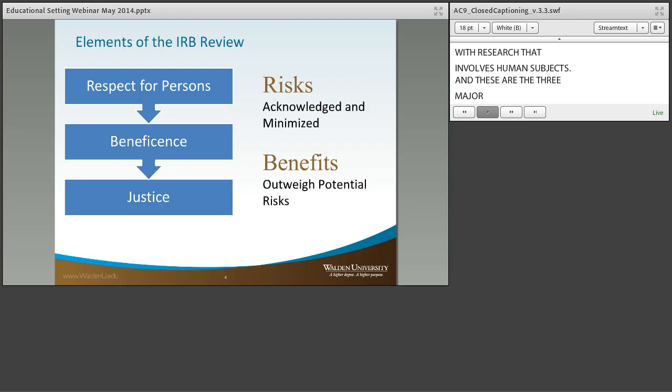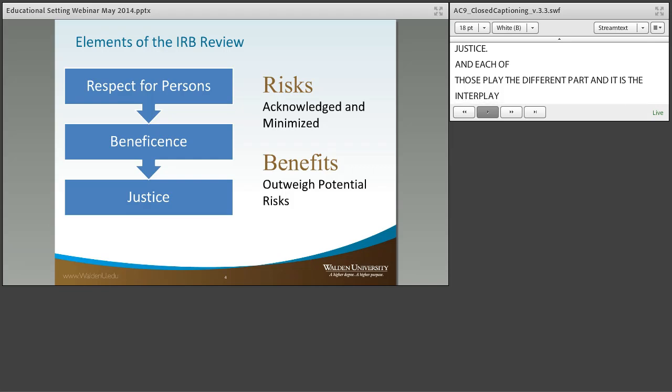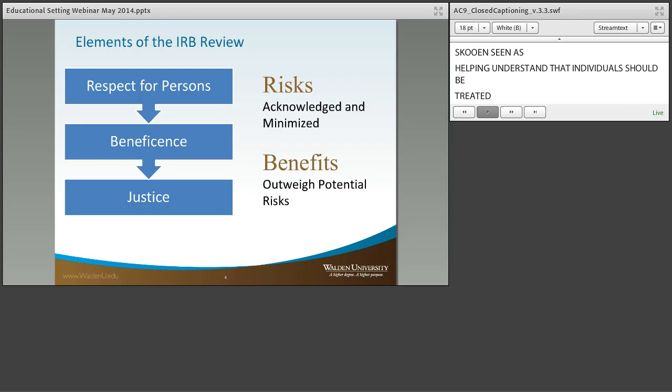And each of those plays a different part, and it is the interplay of these aspects as well that we consider when we are reviewing research, both for students and faculty. Specific to respect for persons, this is most keenly seen as helping understand that individuals should be treated as autonomous agents who are capable of making their own decisions about whether or not to participate. But additionally, providing additional support or just recognizing when there may be participants that may have diminished autonomy.